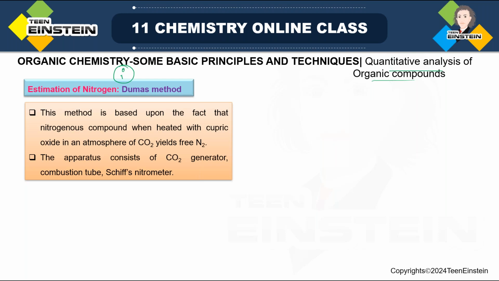It is based on the fact that nitrogenous compounds, when we heat them with cupric oxide, that is CuO, in an atmosphere of carbon dioxide, yield free nitrogen. The apparatus that we are going to use has mainly three sections. One is the CO2 generator, then there is the combustion tube, and then there is the Schiff's nitrometer, where nitrogen gas is collected and its volume we can measure.